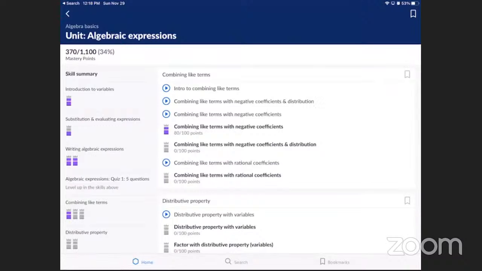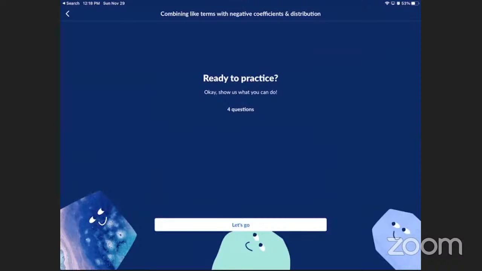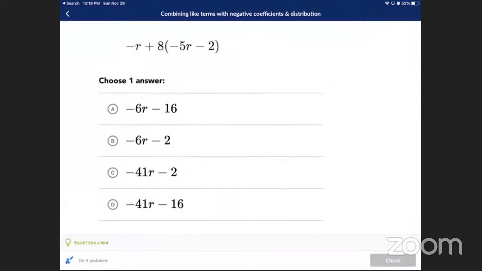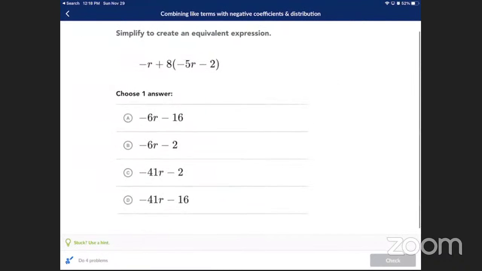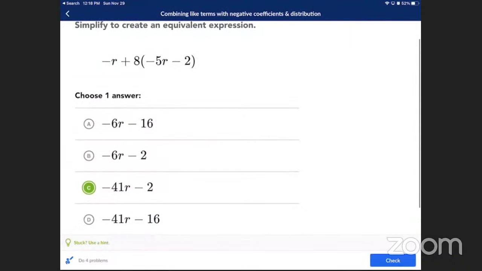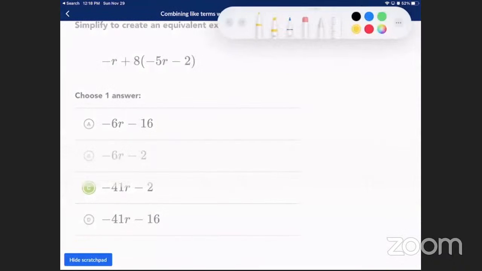Well, how are we doing on time? Now we have 14 minutes. We can jump to the next one. All right, we have 4 questions here. Now simplify it to create an equivalent expression. All right, so let's just move this over to the side like this, and we're going to start doing the math on the screen.